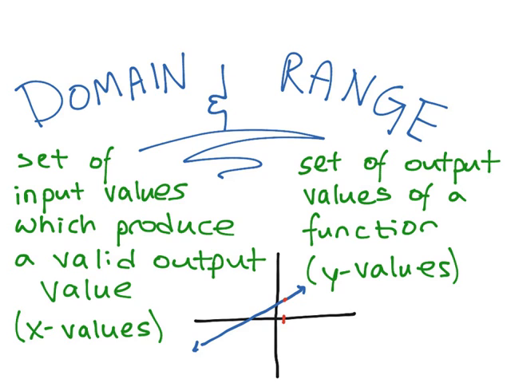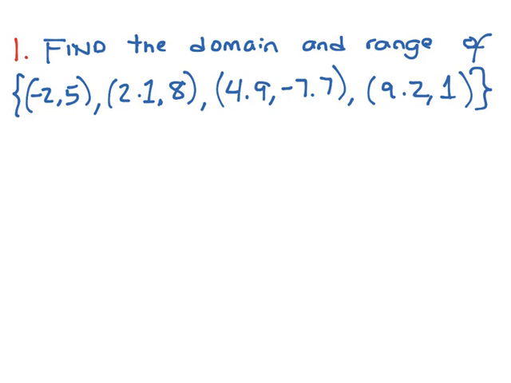Now let's try an example problem. Find the domain and range of the following set of numbers: -2, 5, 2.1, 8, 4.9, -7.7, and 9.2, 1. Remember, the domain is the set of all possible x values, and the range is the set of all possible y values. Take a moment and try this on your own. Okay, let's go over the answer now.